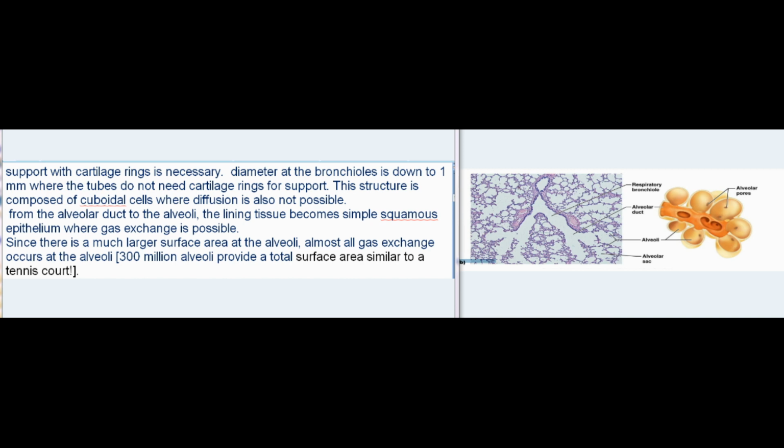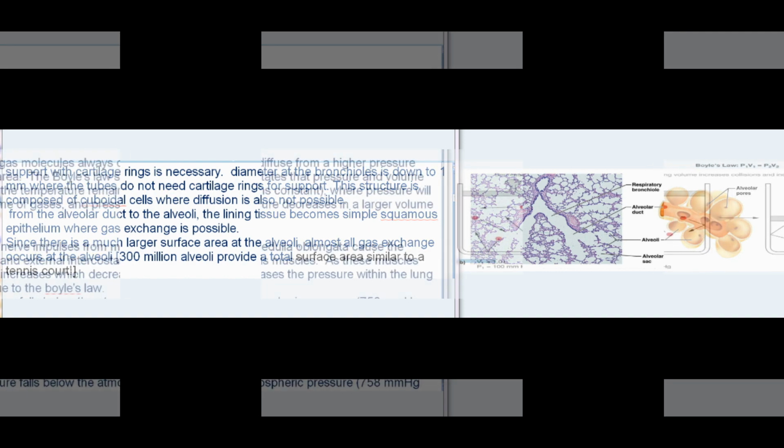This structure is composed of cuboidal cells where diffusion is also not possible. From the alveolar duct to the alveoli, the lining tissue becomes simple squamous epithelium where gas exchange is possible. Since there is a much larger surface area at the alveoli, almost all gas exchange occurs at the alveoli. 300 million alveoli provide a total surface area similar to a tennis court.